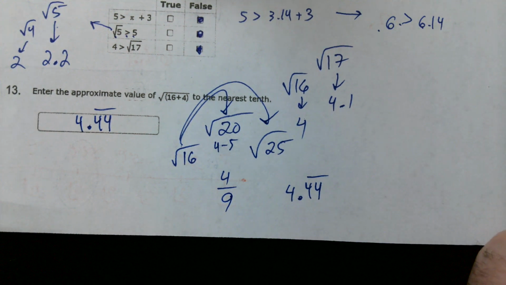Right? If I were to take a calculator, do 20, and find the square root, 4.47, but to the nearest tenth, 4.4, we got it right. All right? How does that sound? Good? Not good?